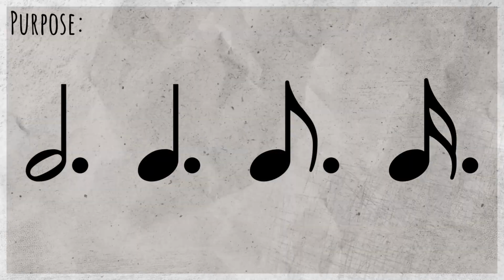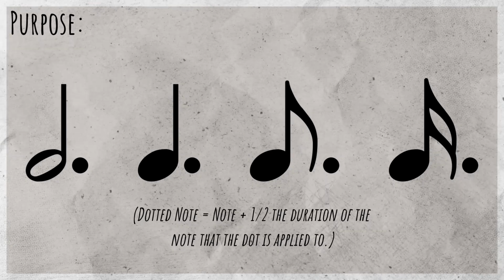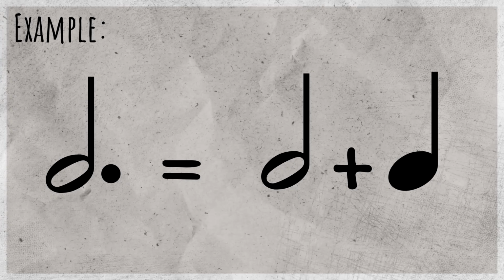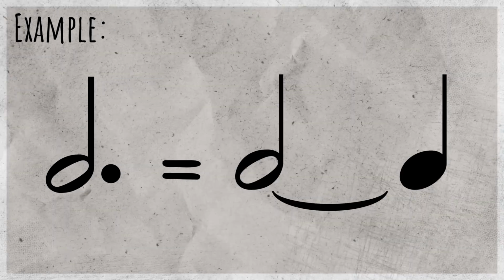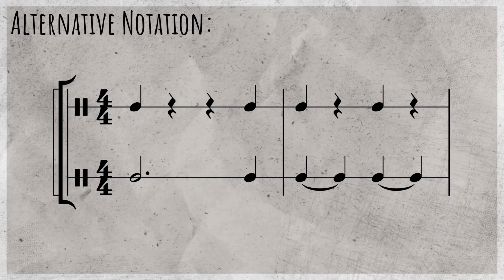The purpose of augmentation dots is to extend a note's duration by adding half of its original value. For example, a dotted half equals a half note plus a quarter note. You can also express this by tying a half note to a quarter note. This brings us to alternative notation, where both tied notes, dotted notes, and rests can be used to notate the same rhythm as you see here.